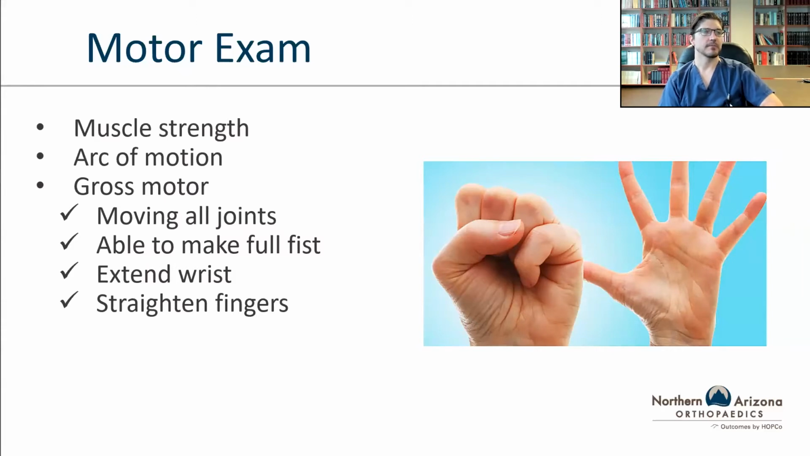Muscle strength and motor function are critical to your functional life and activities of daily living. So we want to make sure that you have the best function you can. So we look at motion in all the joints, whether or not you can make a full fist, extend the wrist, and straighten the fingers.